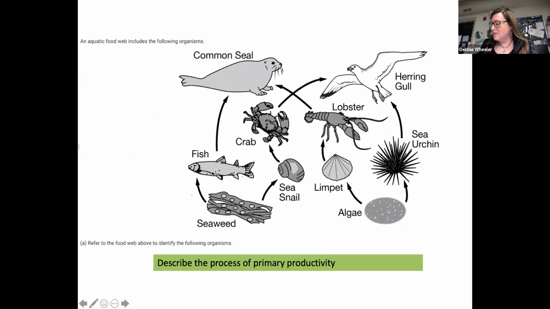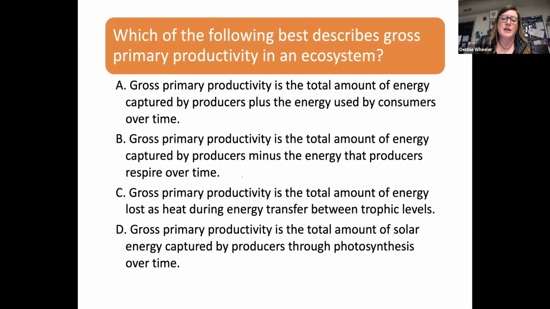So the rate at which solar energy is converted into organic compounds, which are sugars, over time, is a good way to describe primary productivity. In a multiple choice question, here's some options. And if you'll start a quick poll for us, Lou, that'd be great.